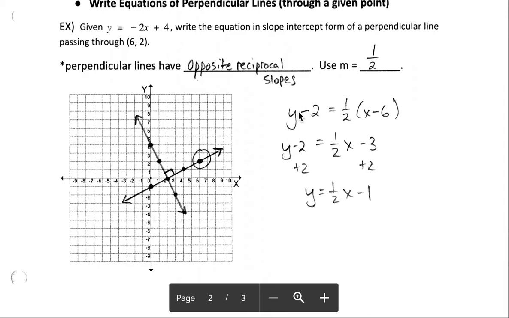To write it in slope-intercept form, we distribute on the right. 1/2 times x is 1/2 x. Half of negative 6 is negative 3. Add 2 to both sides to undo that subtraction, and we get y equals 1/2 x minus 1. Drawing that line, we see it has a y-intercept of -1 and crosses through that coordinate that we wanted, and it looks perpendicular to our original line.